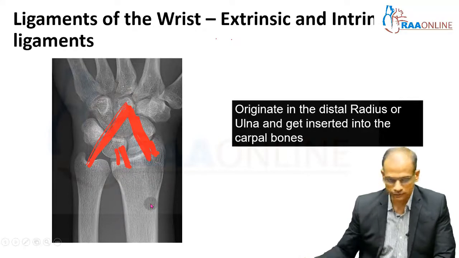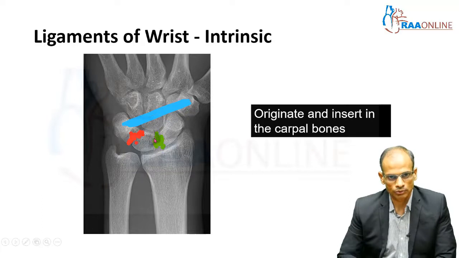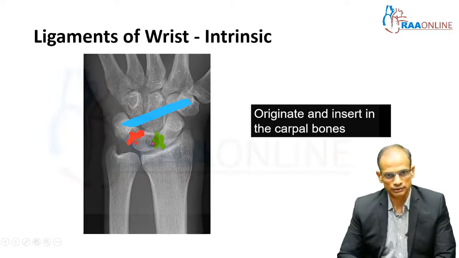If you look at the intrinsic ligaments of the wrist, the intrinsic ligaments originate in the carpal bones and get inserted to another carpal bone. It need not necessarily be the adjacent carpal bone, as is shown here. It can be a carpal bone which is a bit farther apart.